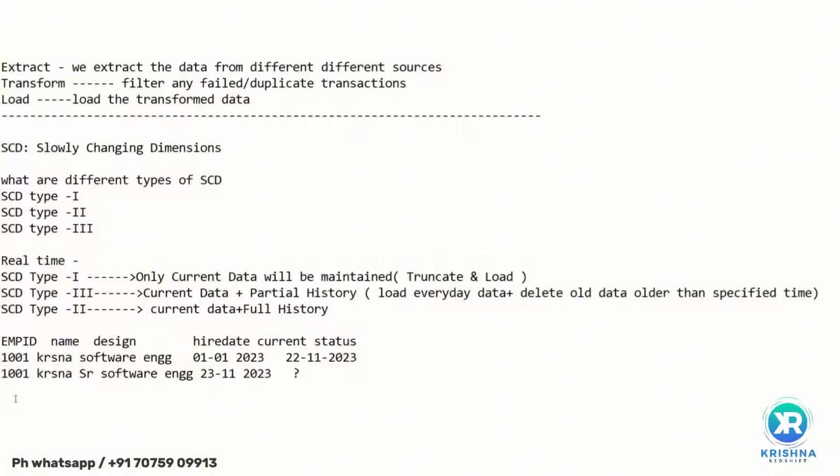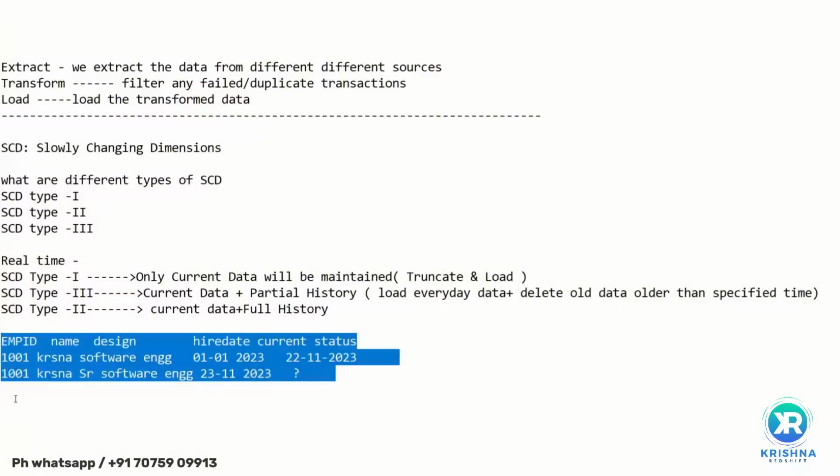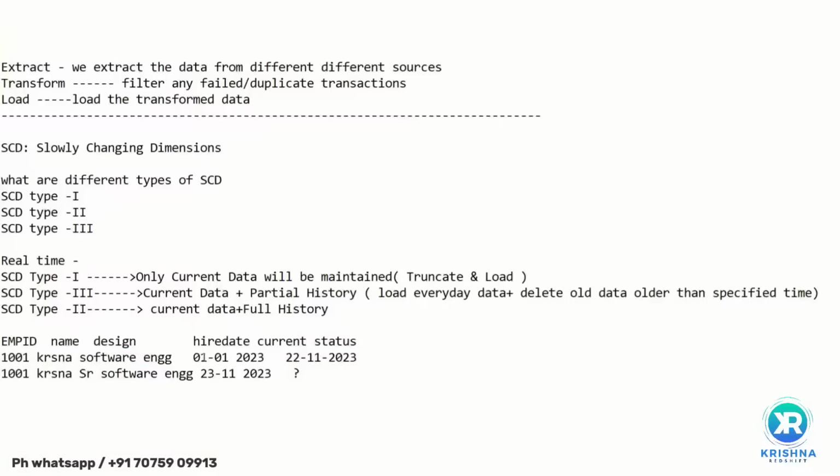So just by seeing this data, anyone will know that this person Krishna joined as a software engineer on January 1st, 2023, and till November 22nd he worked as a software engineer. But from November 23 onwards he was promoted and is working as a senior software engineer. That's what you can understand, because the designation changed. So now he is active in this role.